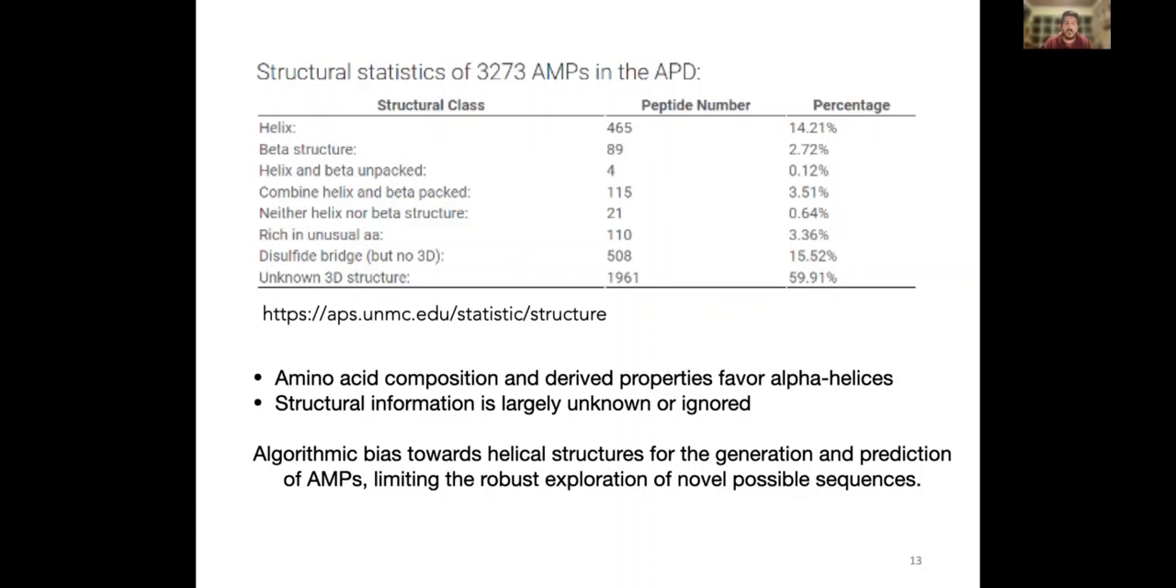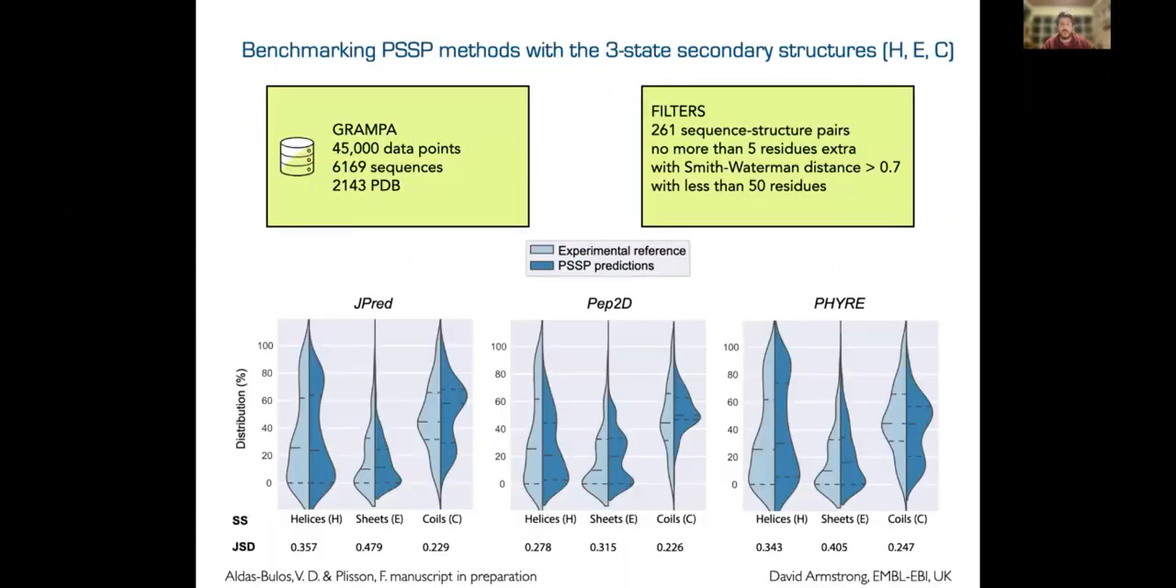And eventually, these will actually bias the generation and the prediction of antimicrobial peptides, basically limiting the robust exploration of other possible sequences. So what we did with Daniel was to benchmark, and that was in the pre-AlphaFold era, because Rosetta was still taking several days to predict the secondary structure.